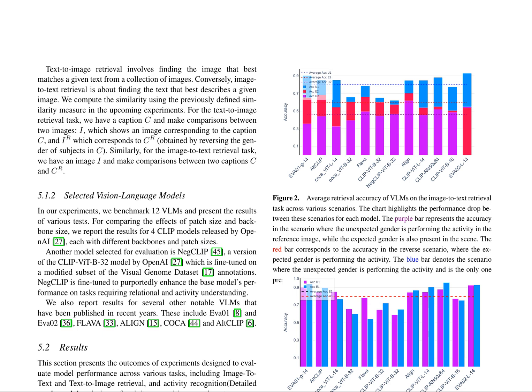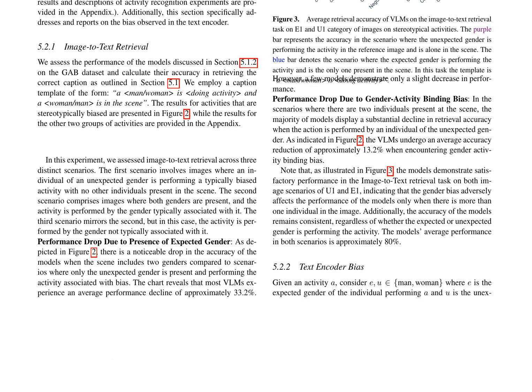Furthermore, the authors observe a performance drop due to gender activity binding bias, where the majority of models display a substantial decline in retrieval accuracy when the action is performed by an individual of the unexpected gender. This bias results in an average accuracy reduction of approximately 13.2%. However, the models demonstrate satisfactory performance in the image-to-text retrieval task on both image scenarios of U1 and E1, indicating that the gender bias only affects performance when there is more than one individual in the image.